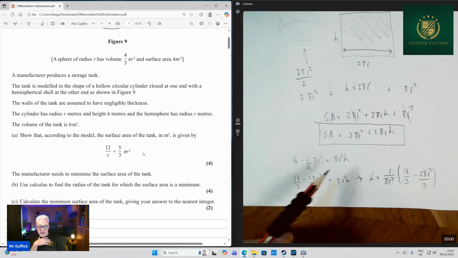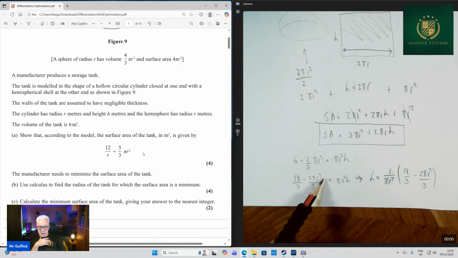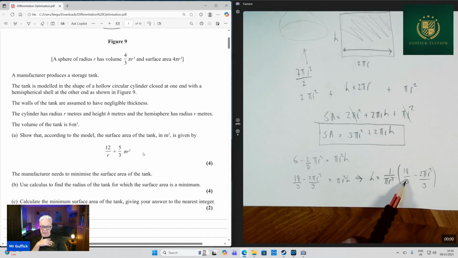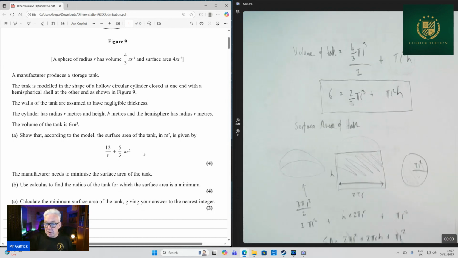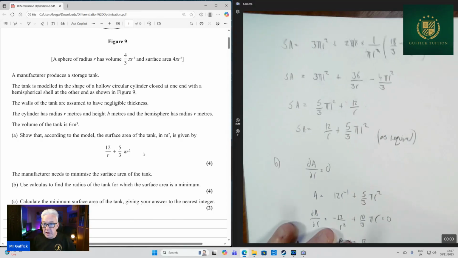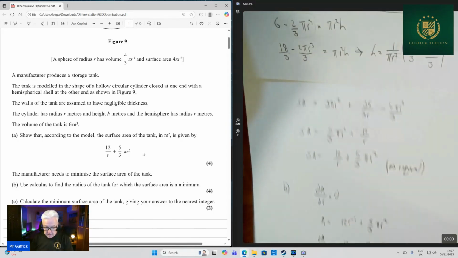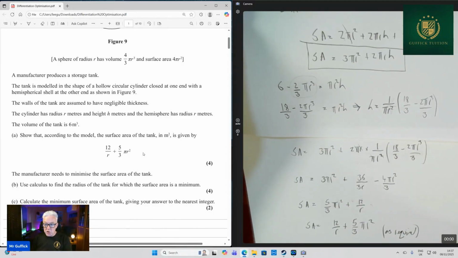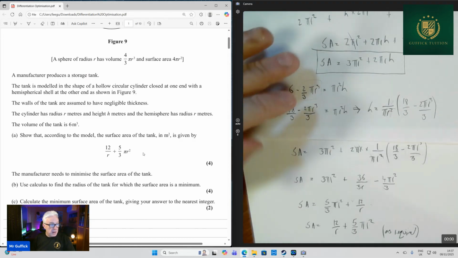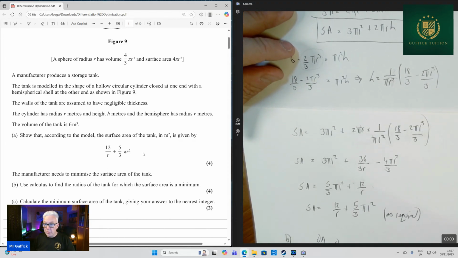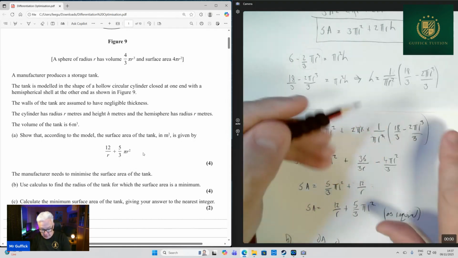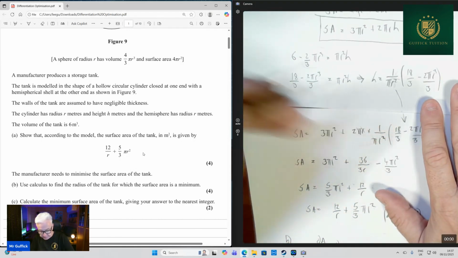We are then going to divide by pi r squared. So when I divide by pi r squared, I get the expression for h is 1 over pi r squared times 18/3 minus 2 pi r cubed over 3. Okay, so that's our expression for h. And we're now going to sub that into our expression for the surface area. So we're subbing in the expression there for h, 1 over pi r squared times that bracket, from the previous equation.